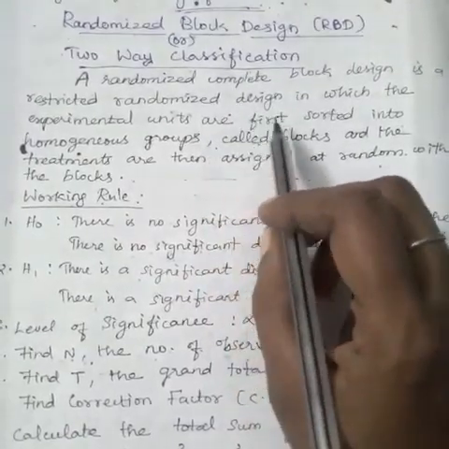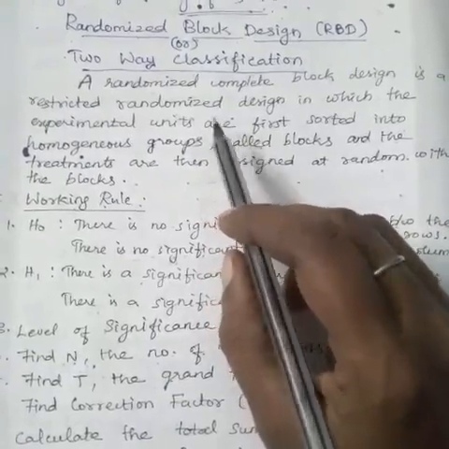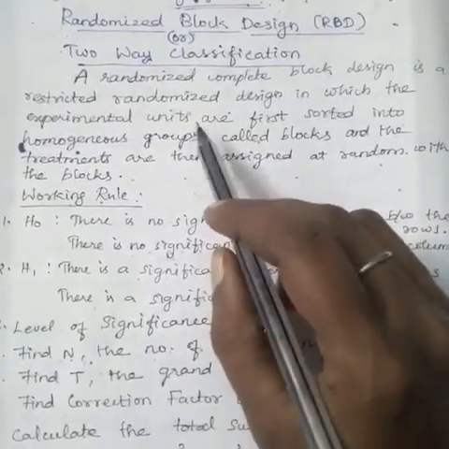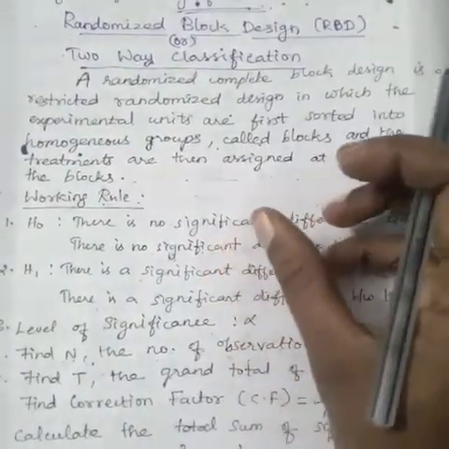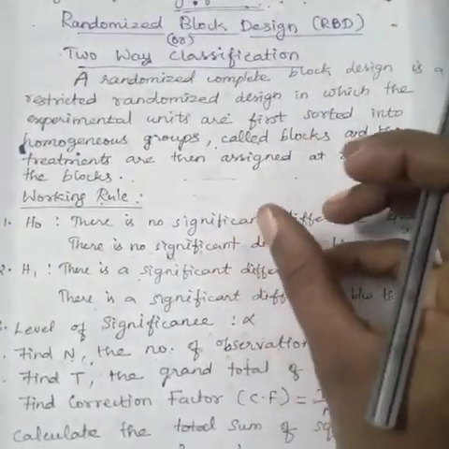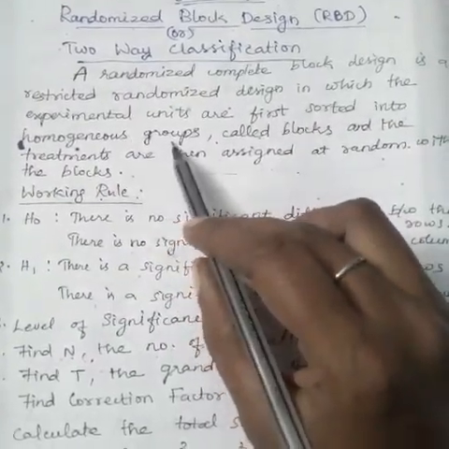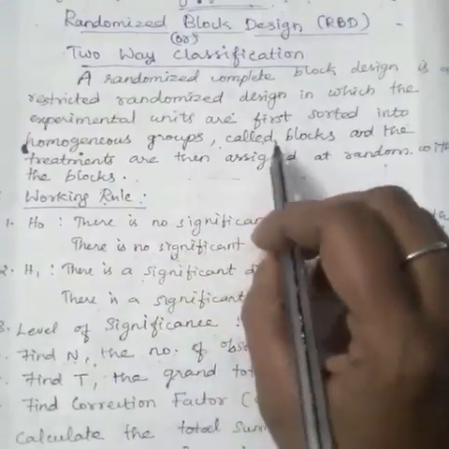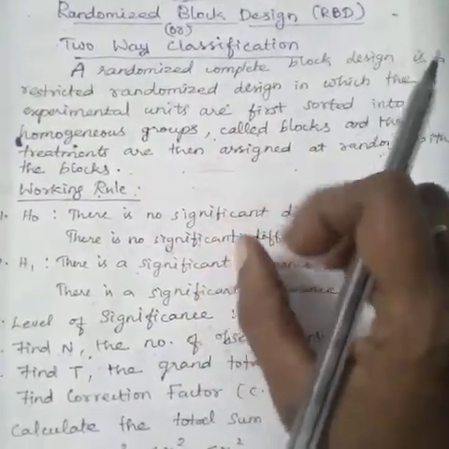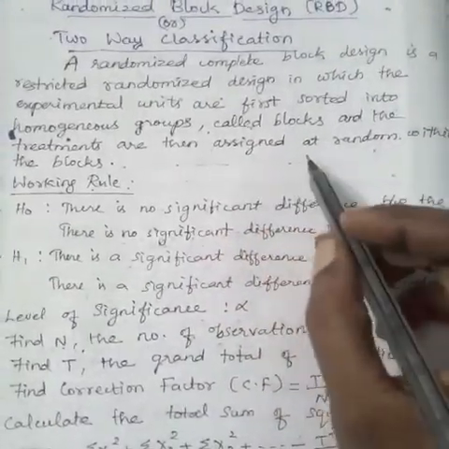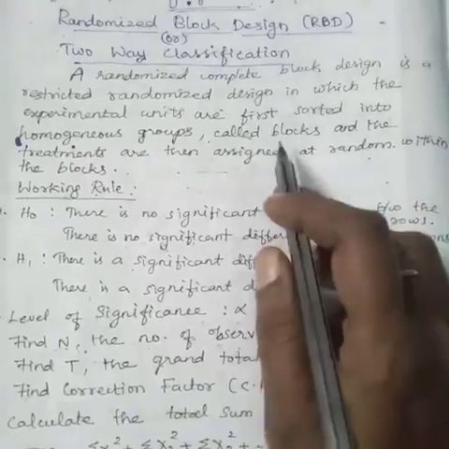Randomized block design means it is an experimental design in which the units are first sorted into homogeneous groups. Those groups are called blocks, and the treatments, that means within the elements, all the treatments are arranged or assigned at random within the blocks.